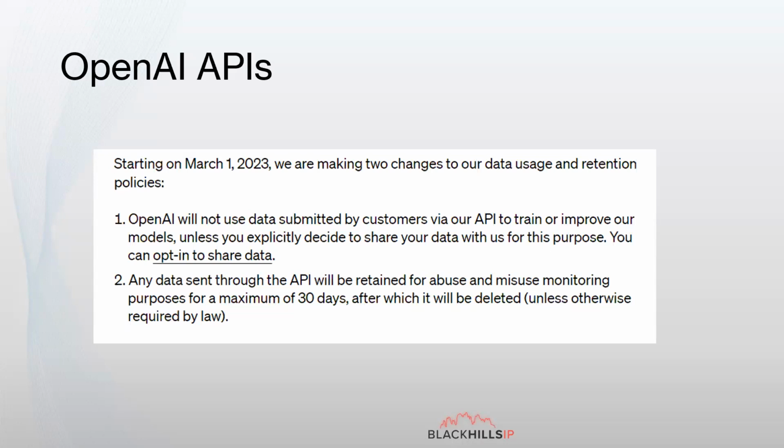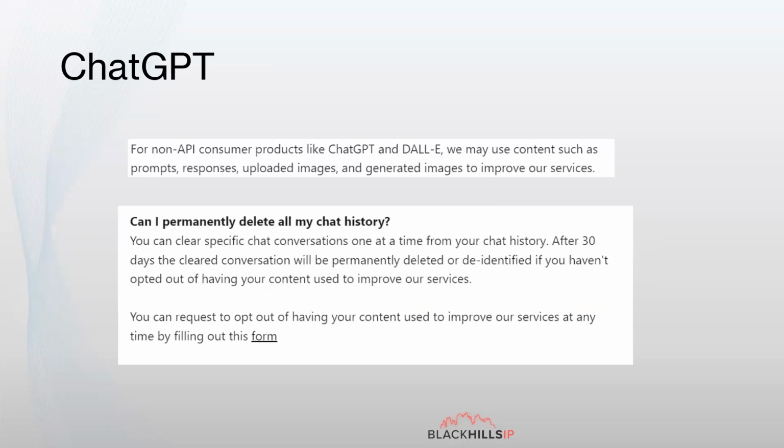So on the next slide, their ChatGPT tool is much more consumer-facing as opposed to the enterprise-facing APIs. And so its policies are lighter, let's say. So for ChatGPT and DALL-E, that's their image generation, they use the content, the prompts, what you send into it, to improve their services.